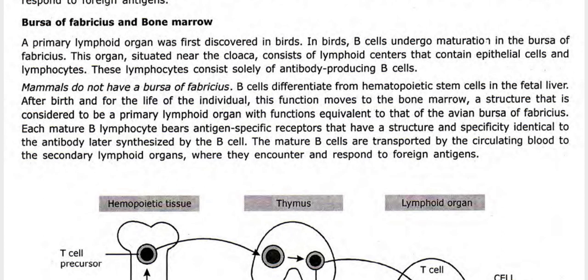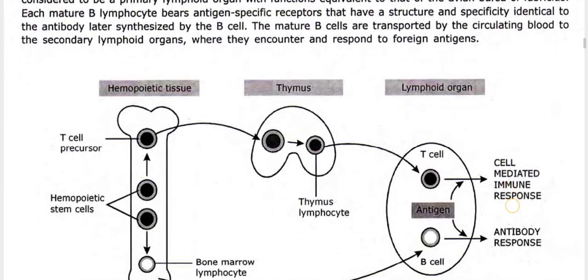After birth and for the life of the individual, this function moves to the bone marrow, a substructure that is considered to be a primary lymphoid organ with functions equivalent to that of the avian bursa fabricius. Each mature B lymphocyte bears antigen-specific receptors that have a structure and specificity identical to the antibody later synthesized by the B cell. The mature B cells are transported by the circulating blood to the secondary lymphoid organ, where they encounter and respond to foreign antigens.